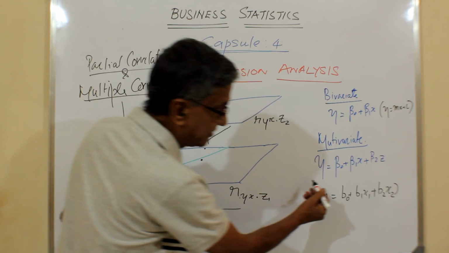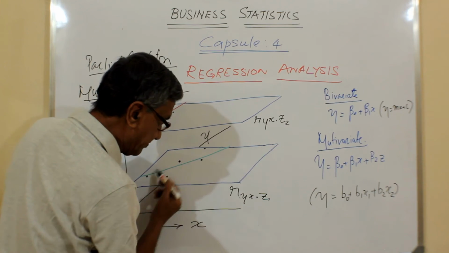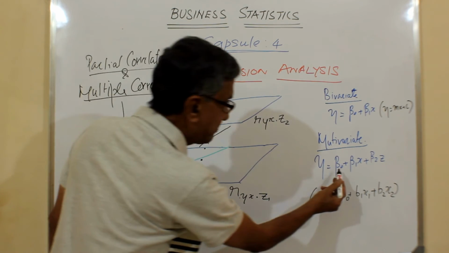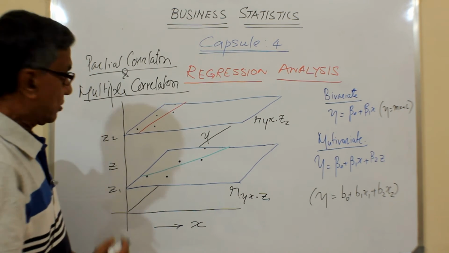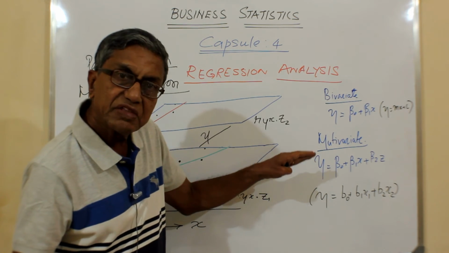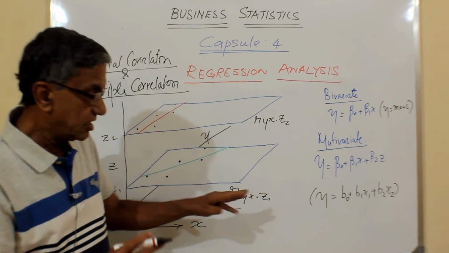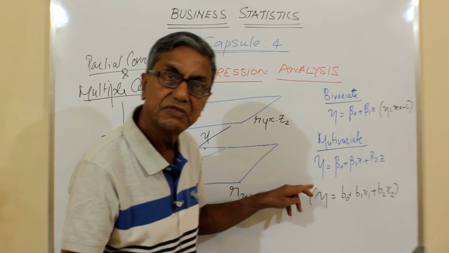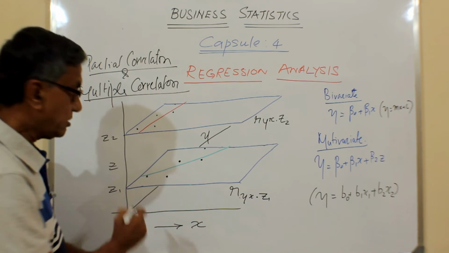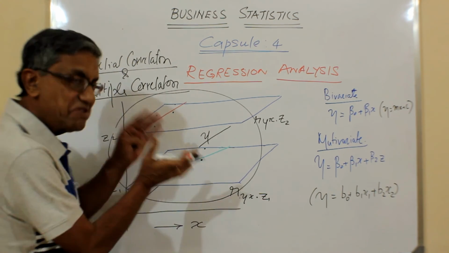As a matter of fact, if you see this equation, you can understand that B1 represents the regression coefficient for this plane, B2 represents the regression coefficient for this plane, and B0 is the y-intercept. So in multiple correlation and multiple regression, in the multiple linear regression equation, please understand we are talking about linear regression, which is why there is no square in the variables. Under these circumstances, we are considering the whole thing together.